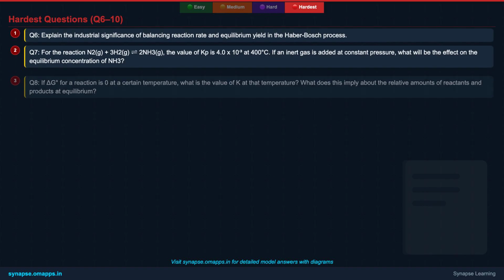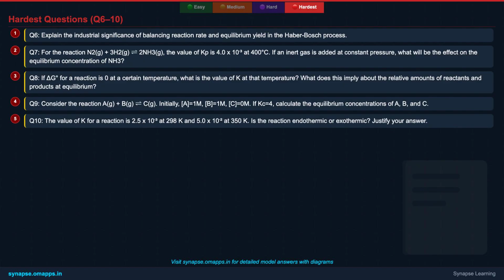And here are the remaining 5 questions to complete your hardest level practice. These questions will truly solidify your grasp on the equilibrium constant, its thermodynamic links, and its applications. Keep practicing, keep challenging yourself, and you'll master this topic.